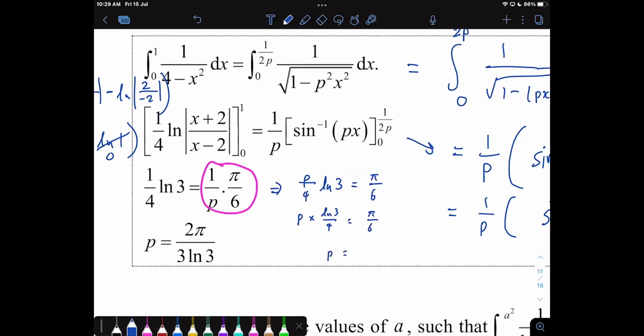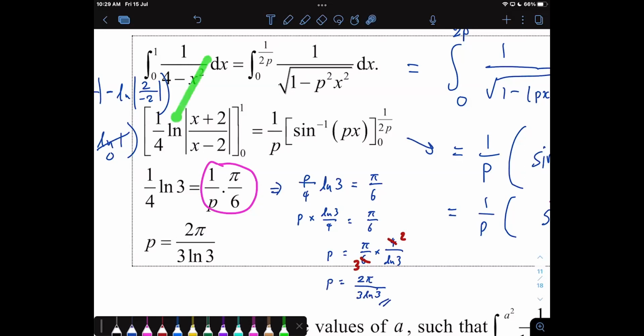So if you make p the subject, you just need to bring this over. So it becomes 4 over ln 3. Pi over 6 times 4 over ln 3. 4 over 6 is just 2 over 3, right? I can cancel off a common factor of 2. So I'll be left with 2 pi over 3 ln 3. That's how you get the answer.